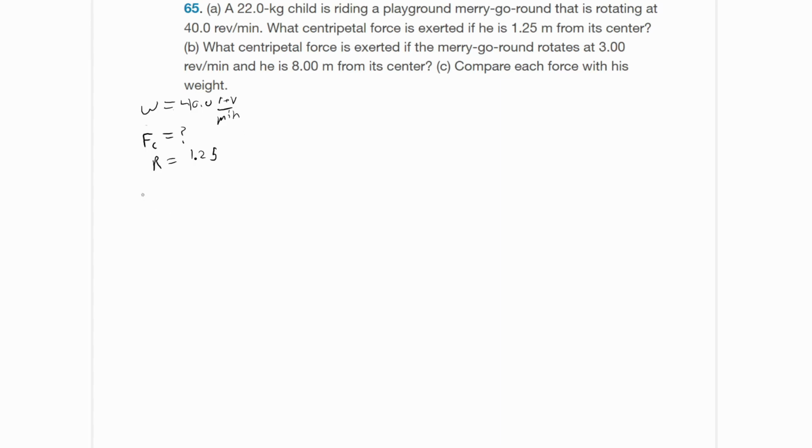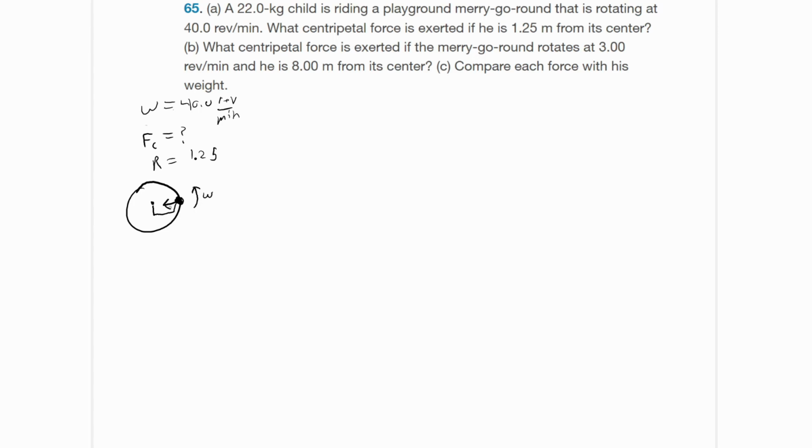Now, we can draw this. So let's draw a circle. We've got this kid, which is going to be represented with just a dot, and it is a radius away from the center. And this is going around, so it has an angular velocity going around here. That's omega. And this child is feeling a force pulling them inwards.